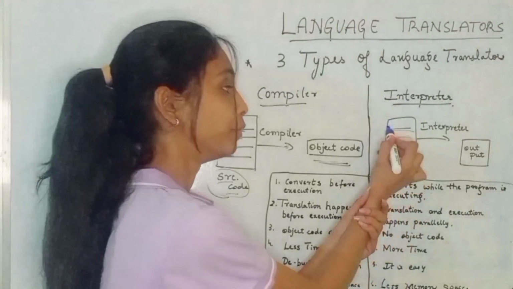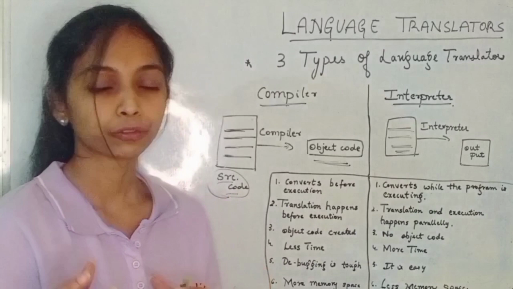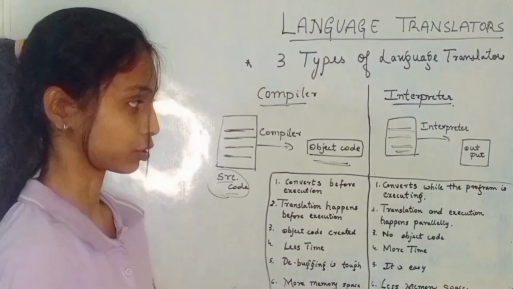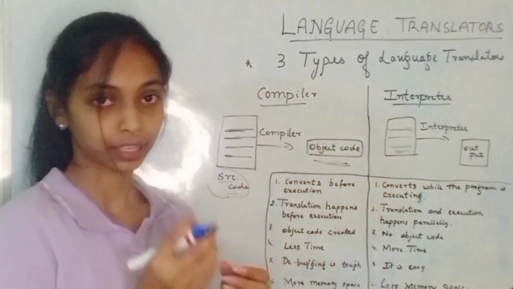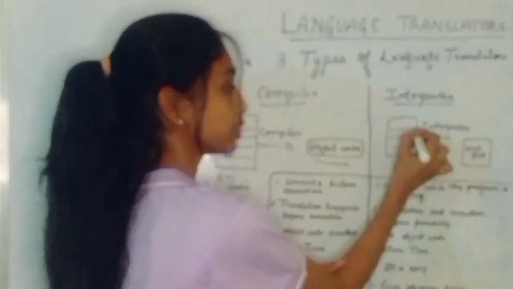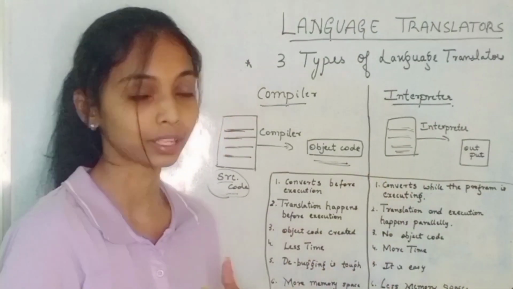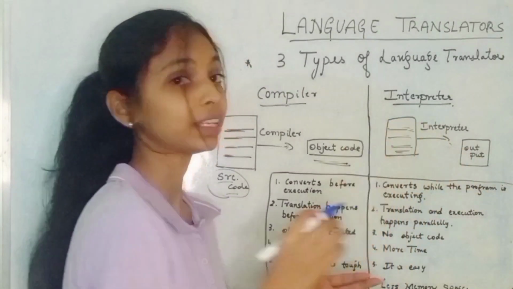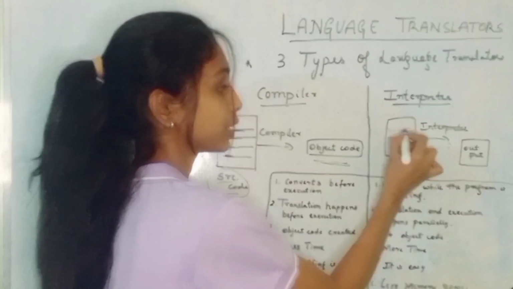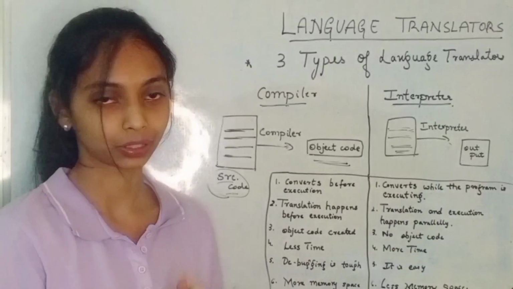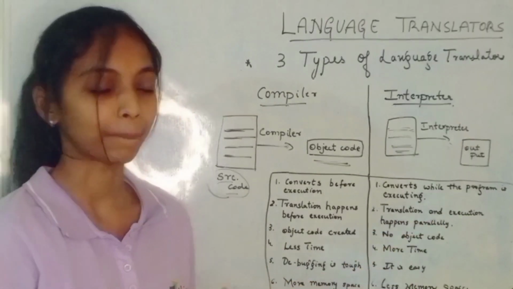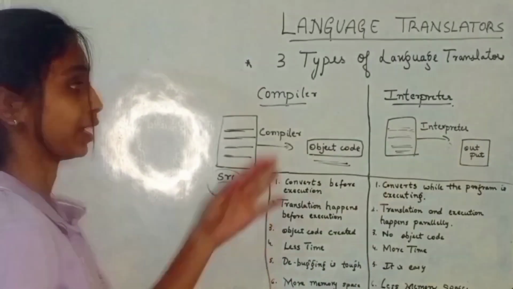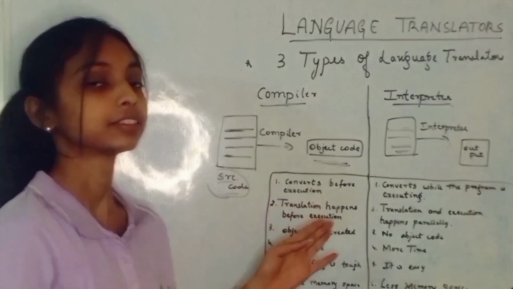See, when you have written lines of code, or a sequence of lines of instructions, the first line of code is taken, translated, and given as the output. If any error is noticed, then the interpreter will stop the execution. So we can say the translation and execution both happen in parallel in the interpreter, whereas in the compiler the translation happens before the execution.